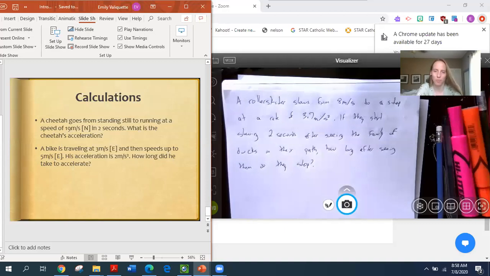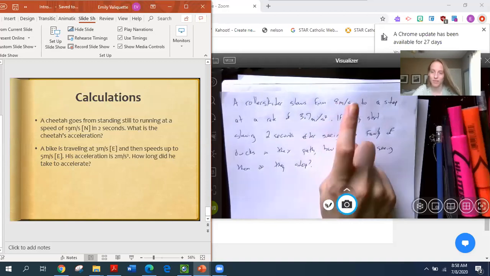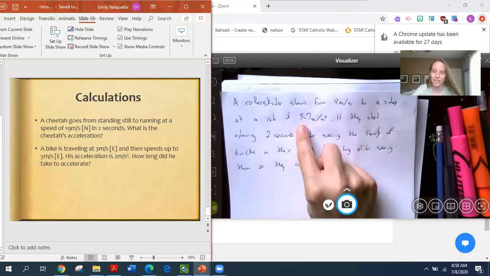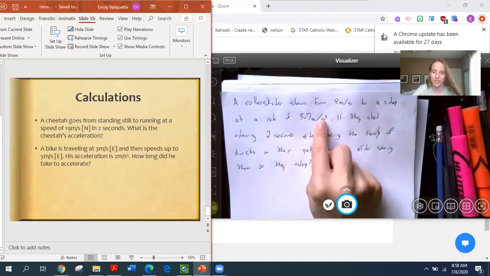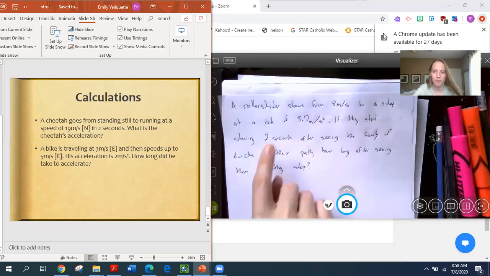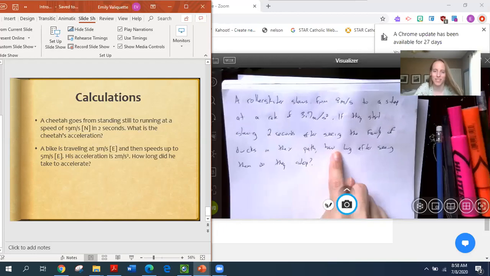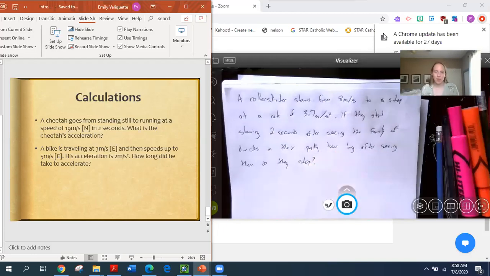do they stop? So I have speed, and stop is also a speed, it's a speed of 0. I have my acceleration, which I can recognize because it has the little squared sign, and I've got a time. But it's also asking for a time. How long after seeing them do they stop? And so there's a couple different ways to solve this. I'll go over what I think is probably the easier way of solving it.